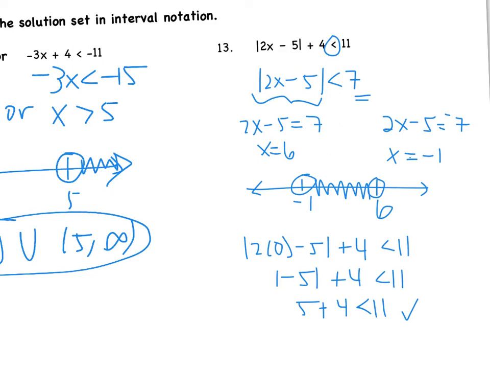We still need to write our solution. So the shading starts at negative 1, it goes to 6. They're both open circles, so they both get parentheses. You have to remember with the absolute value, you're always going to get 2 answers. Sometimes it will be shading outside, though.